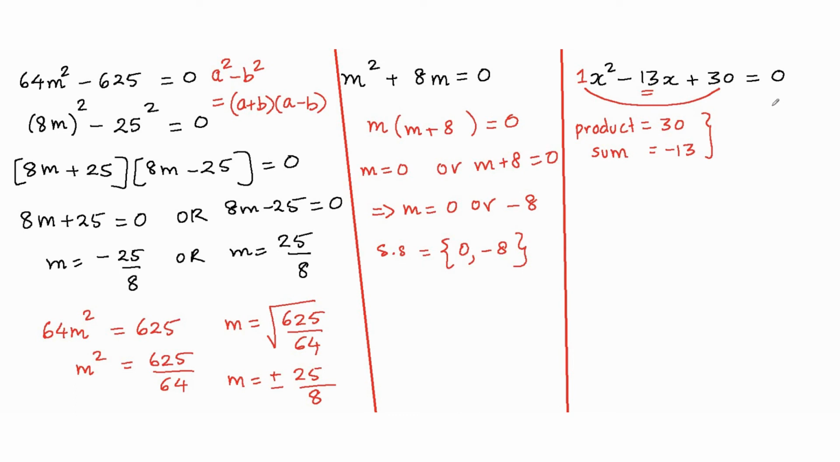So product is 30 and sum is −13, which indicates both the terms are negative. Now let me start making my tree. I start with the product, and now let's start splitting it in factors. So 30 can be written as 30 ones, but these two terms will not give me a sum of −13.